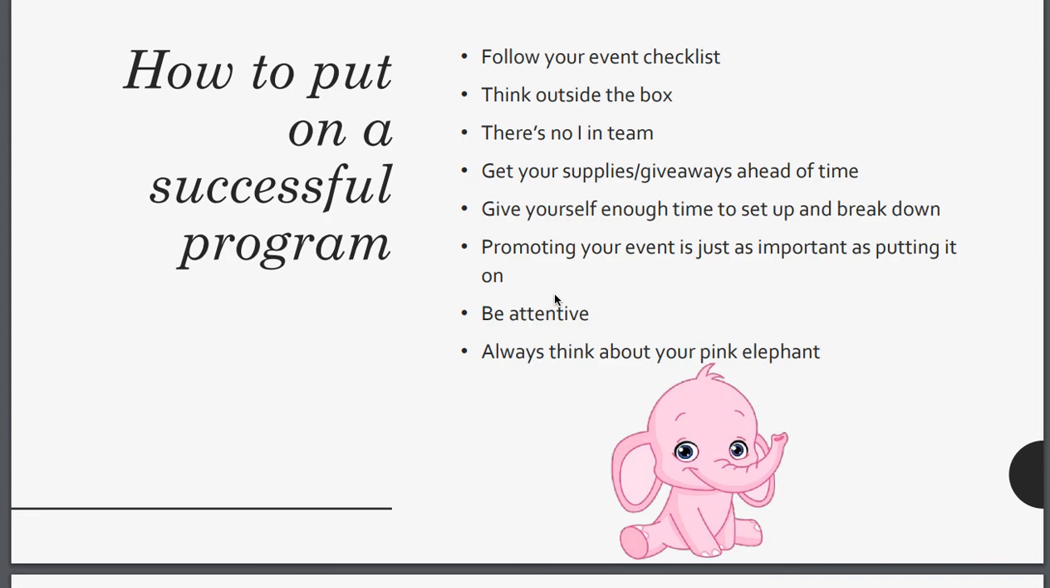Make sure you create an event checklist of things that need to get done. And as you're going through the event, you are checking things off and feeling like you are on track and that everything is planned out. Think outside the box. Don't just do the same thing you've seen over and over again. Every organization has their own mission and purpose, and you should be able to create an event that's unique to your mission and purpose. There's no I in team. There shouldn't be one person planning an event for an entire organization.